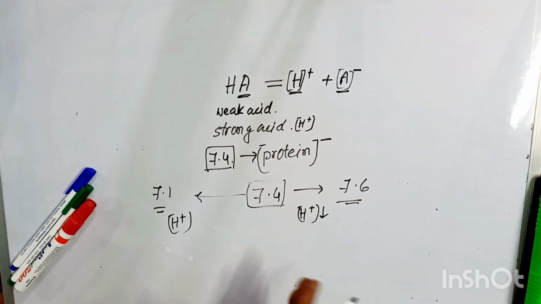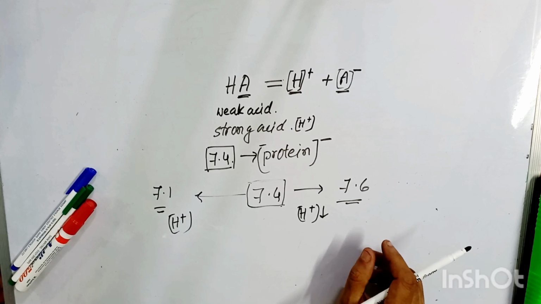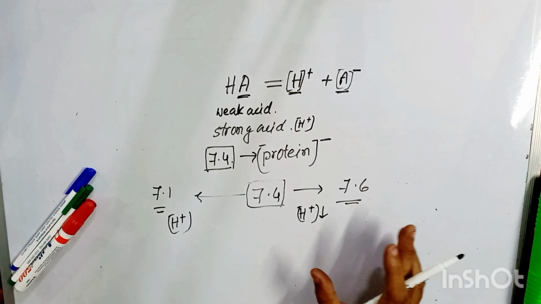lowers down, say I lower the pH, immediately there will be a rise of potassium ions in our blood. Why does this type of thing happen?